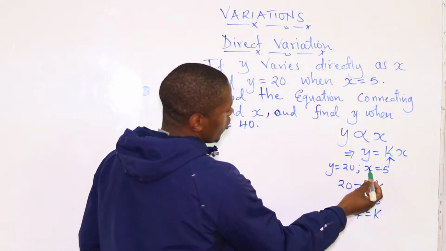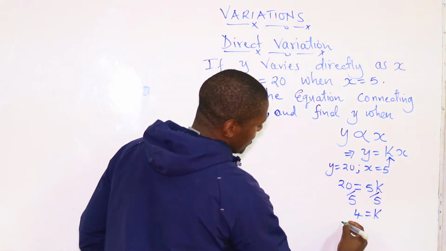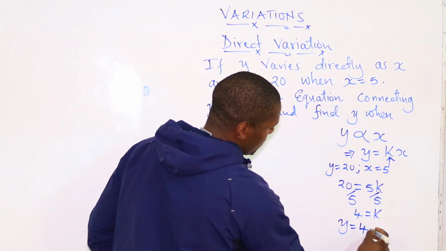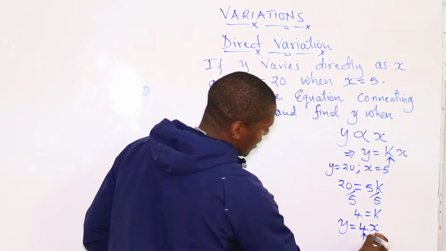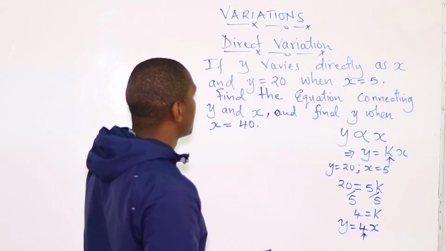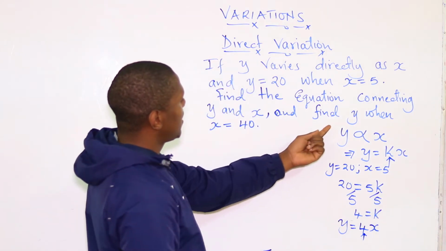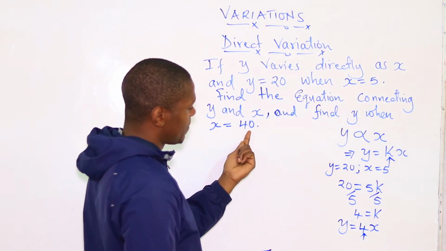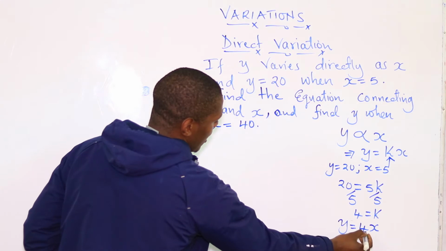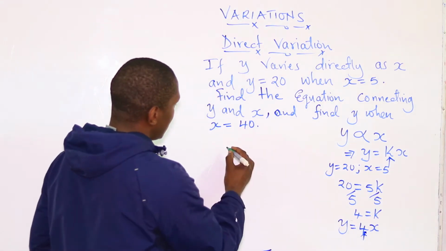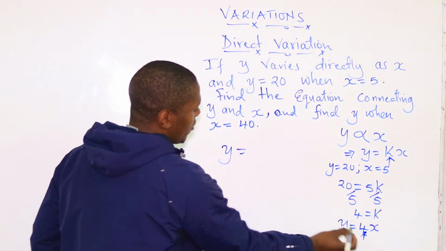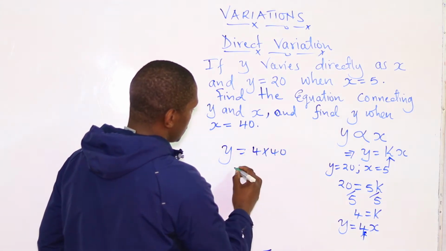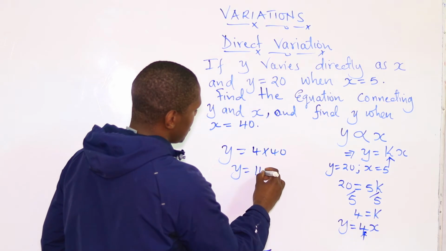So the equation connecting Y and X will be Y is equal to 4X, where 4 is a constant of proportionality. Now you're being asked to find the value of Y when X is equal to 40. So using this equation connecting X and Y, you substitute the value of X with 40, you have 4 times 40. So our Y is going to be 160.